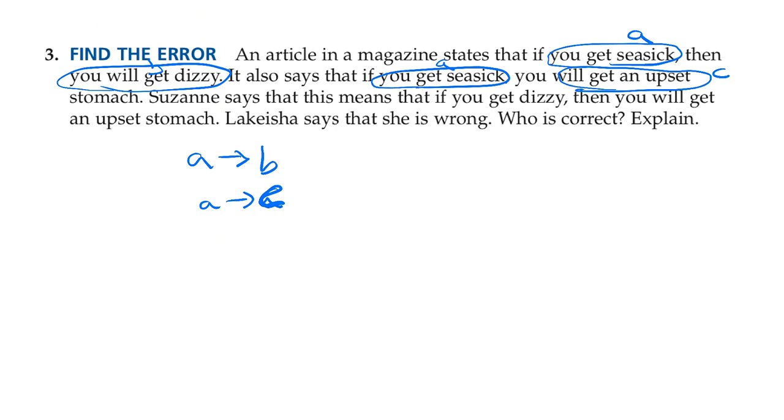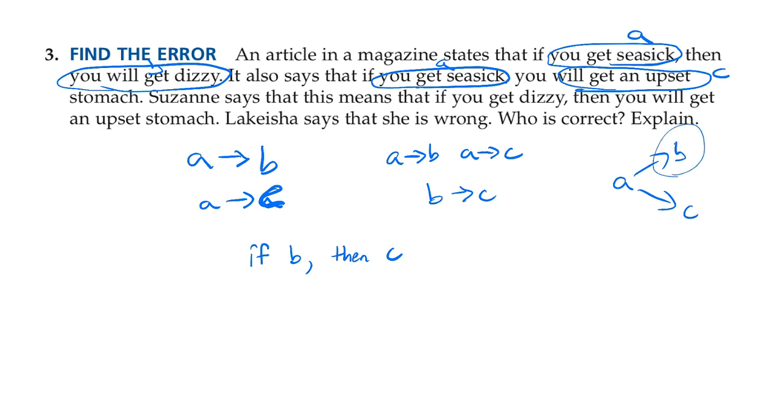Suzanne says that this means that if you get dizzy, so that's if B, then you will get an upset stomach. So then C. So she's saying A to B and A to C means that B implies C? What the heck? That's not a thing, right? Just saying that A leads to two different consequences has no relation between these. Yes, if A is triggered, then both of these are triggered, right? Like B and C are both true, and they're both true at the same time.